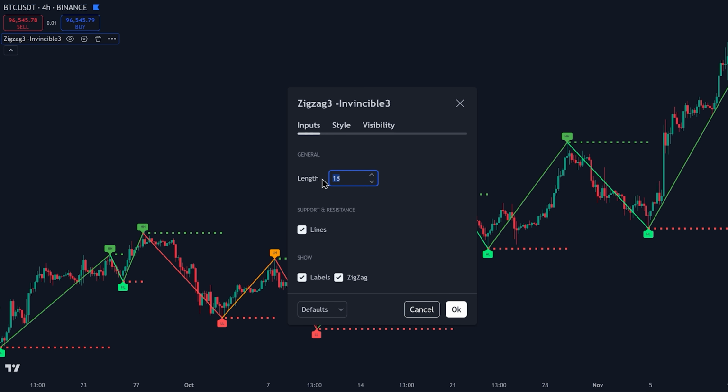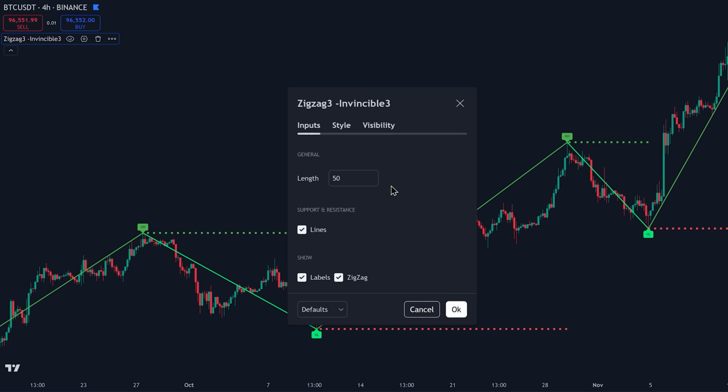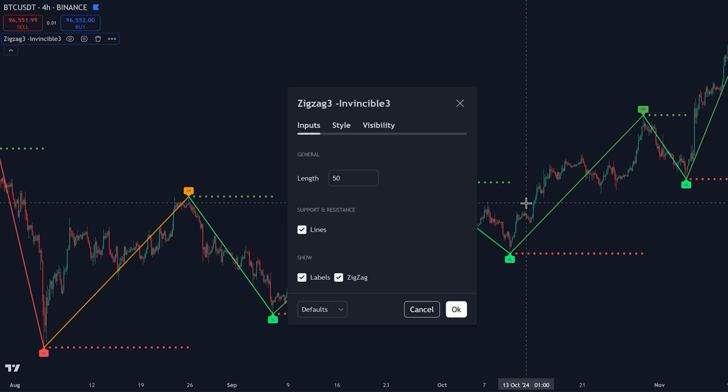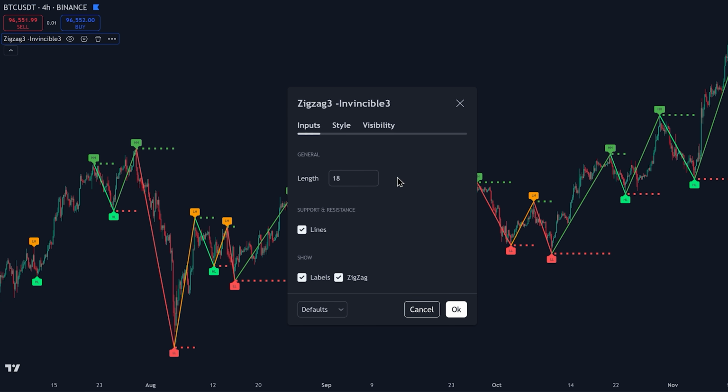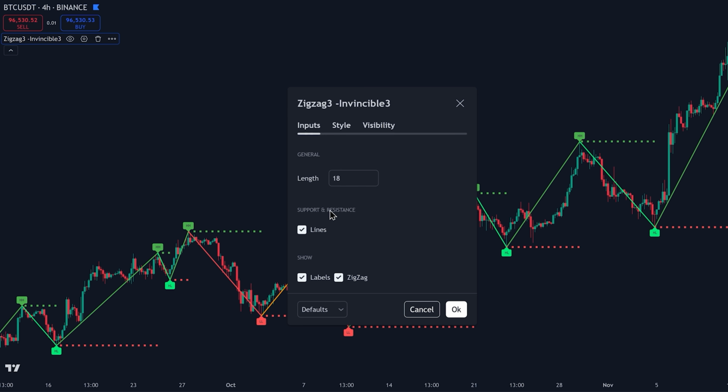A larger number, like 50, ignores smaller fluctuations and highlights only the big price movements, which is ideal for long-term traders or those focusing on major market trends. Adjust the length based on whether you want to see more detail for short-term trading or prefer a simplified view for long-term analysis. Next, the support and resistance lines option.